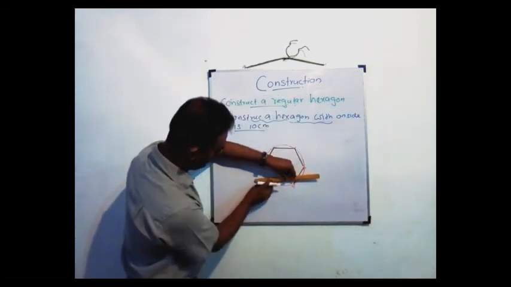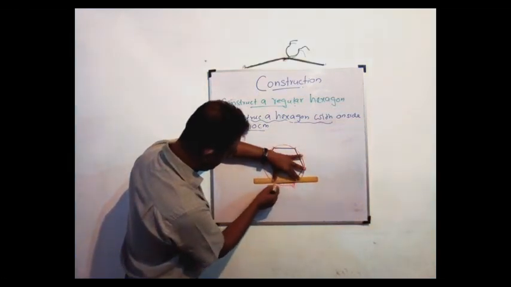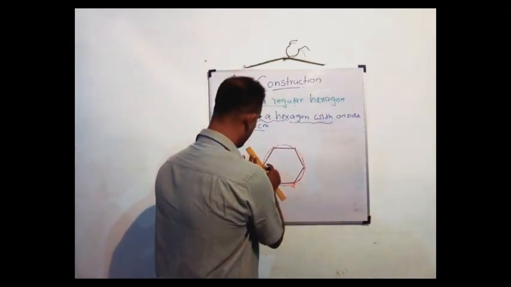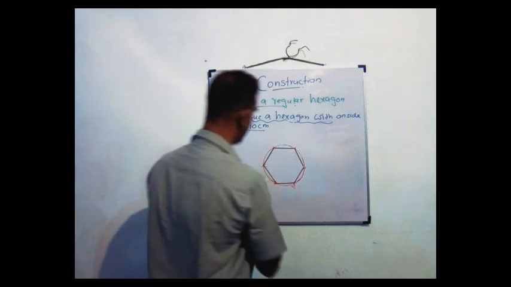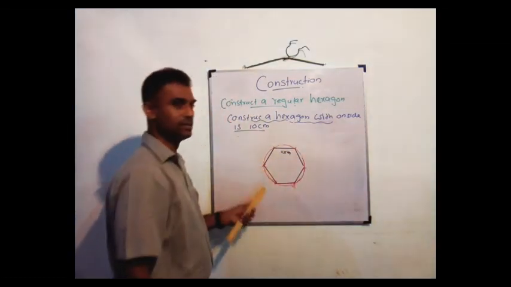We can create a regular hexagon inside of the circle. Right? This is the regular hexagon with one side 10 centimeters.